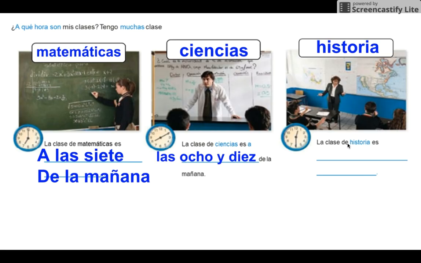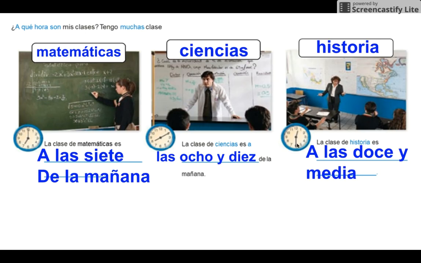La clase de historia es blank blank. Well, what's the phrase that means at 12:30? La clase de historia es a las doce y media. Now, this word here is not a number.